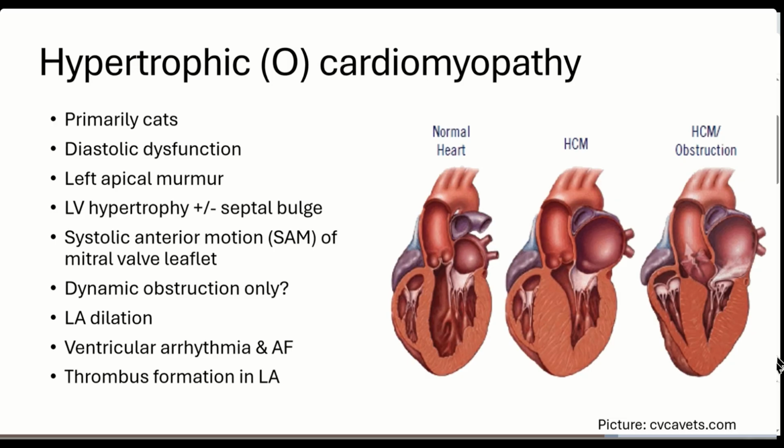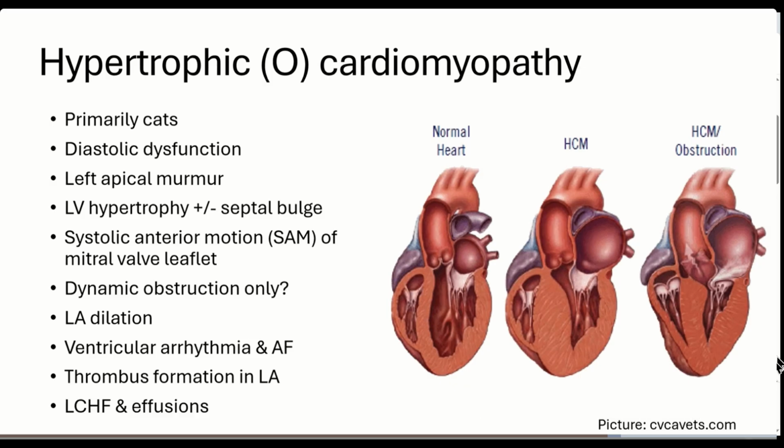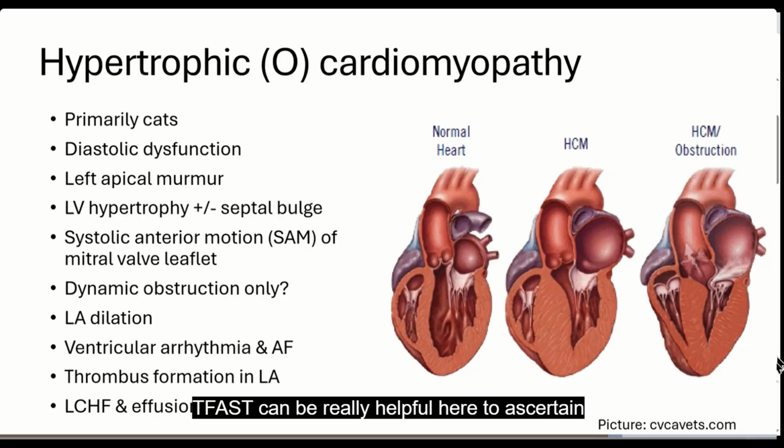And we end then in left congestive heart failure and effusions. Now we do have feline patients presenting with pulmonary edema, but cats really, really love to have pleural effusion and often pericardial effusion as well. So again, TFAST can be really helpful here to ascertain whether or not there's any pleural effusion present.